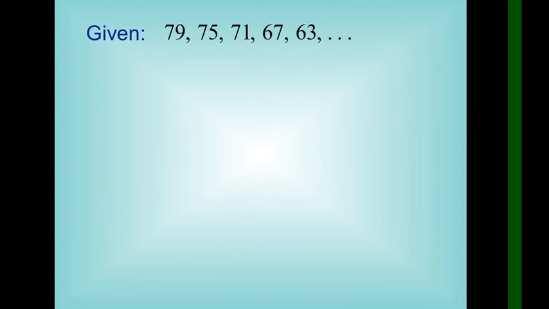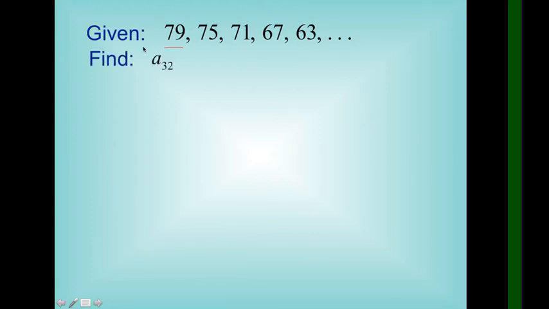Now, given 79, 75, 71, 67, and 63. It is an arithmetic sequence. So let's determine the common difference. The a sub 1 that we have here is 79. That's our first term. The common difference: 75 minus 79 is negative 4, 71 minus 75 is negative 4, 67 minus 71 is negative 4. So all of these have a common difference of negative 4.